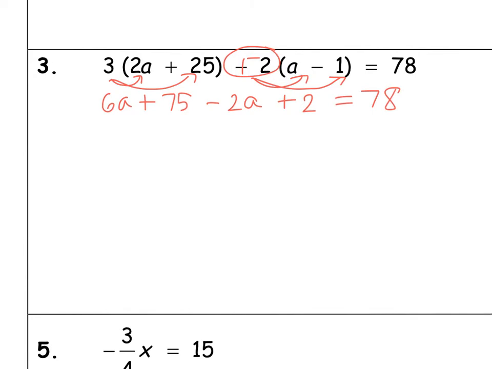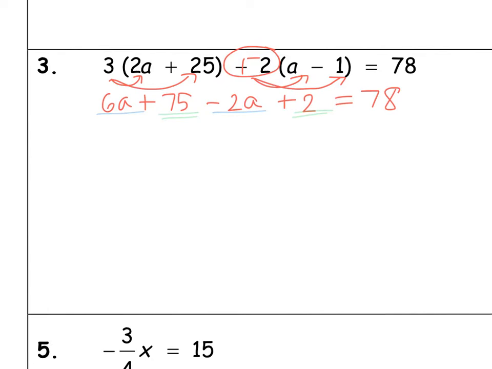The second step, if we remember, up above where we have all our steps, says clean up or combine like terms. So if I notice on the left side, I have 6a and I have negative 2a. So those are like terms. And then I also have my 75 and my 2. So those are like terms because they're just constant numbers. So now we're just going to combine our like terms.